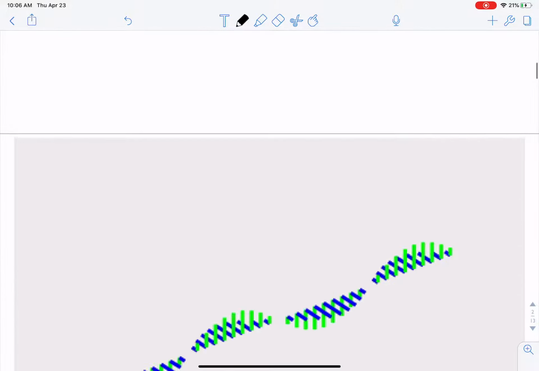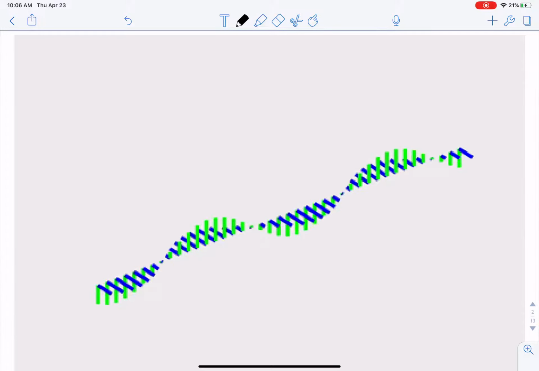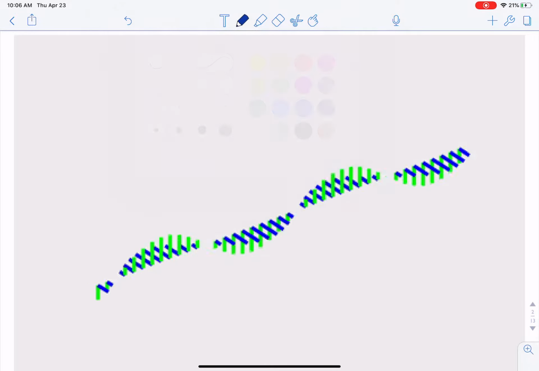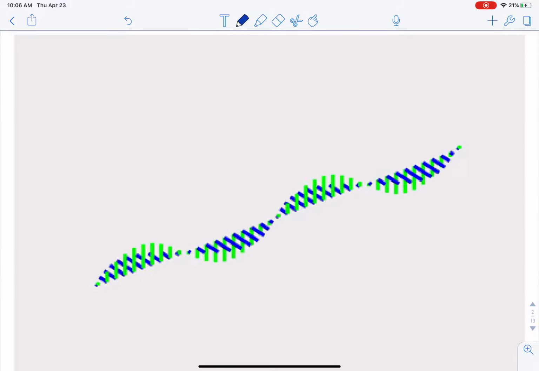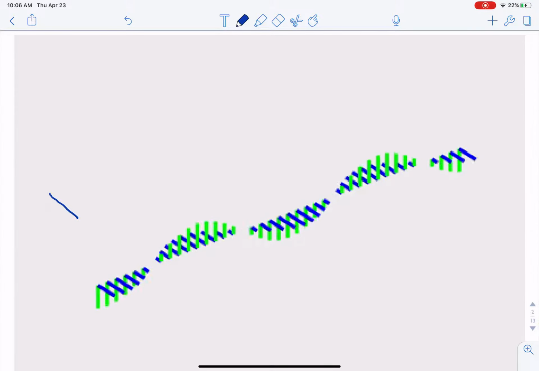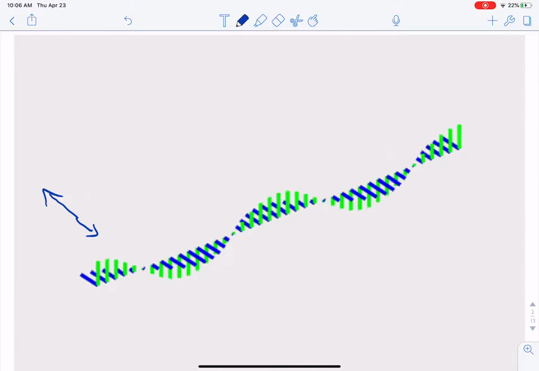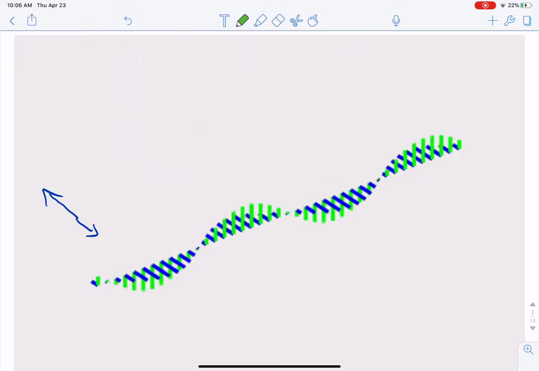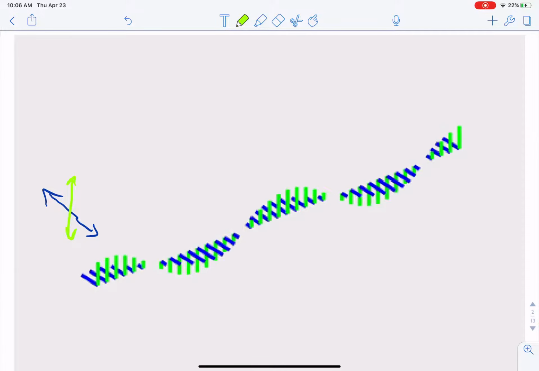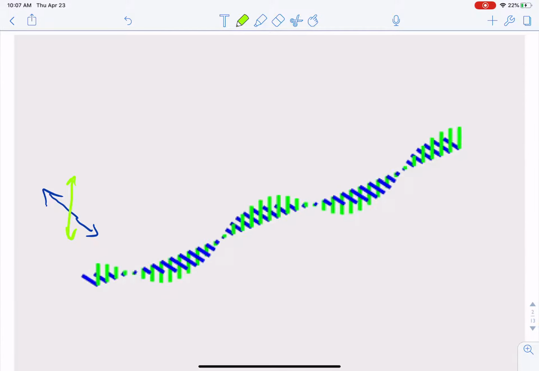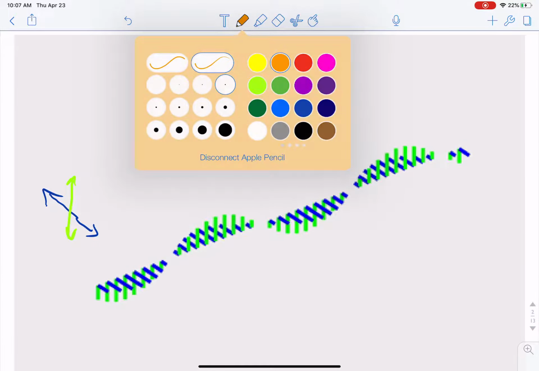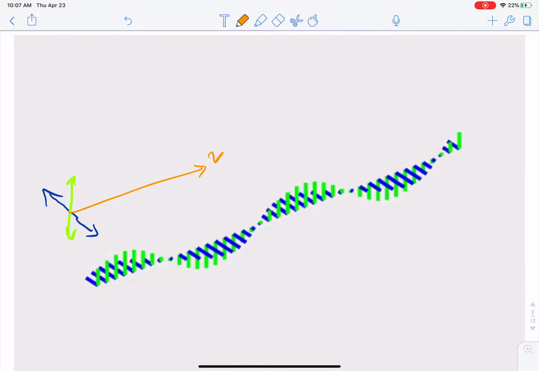The simplest example is represented here. What we have is a depiction of the simplest electromagnetic wave. You have to imagine this in 3D. There's an electric field oscillating in this direction, and a magnetic field oscillating in the vertical direction. So the electric field is going in and out, the magnetic field is going up and down, and then the wave is propagating this way.